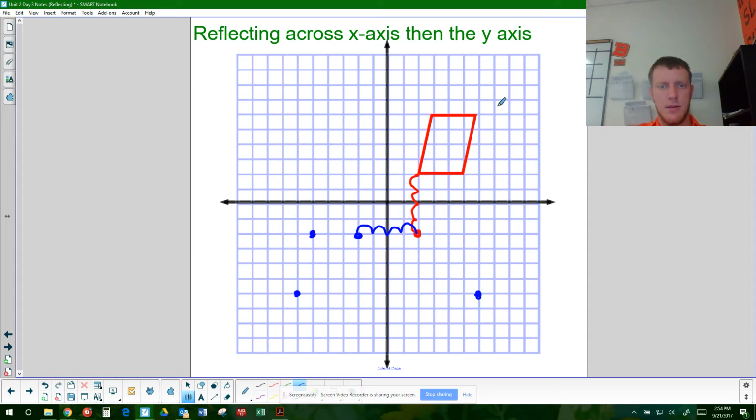And then there's a couple ways you can do it now. You can realize, hey, I'm 1, 2, 3 over from it. So I have to come 1, 2, 3. Boom. That's where the last point's got to be. I can draw my lines.